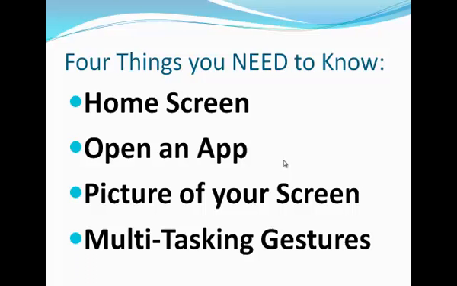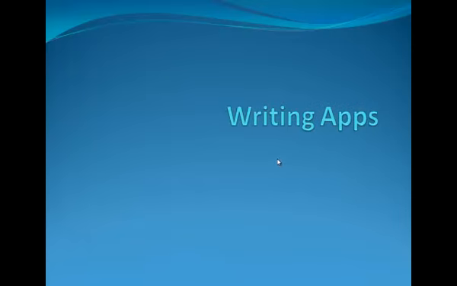The second multitasking gesture is to put 4 fingers on the screen and swipe them to the left or the right. This is how you move between open apps. If you have more than one app open, you do not need to return to the home screen in between the 2 apps. You can use a 4-finger swipe and easily move between your open apps. These are 4 things you may wish to pause this video and practice and try out on your own. If you already know how to do these 4 things, we can move right along. Now let's look at some great writing apps that you can use to help your students become better writers.